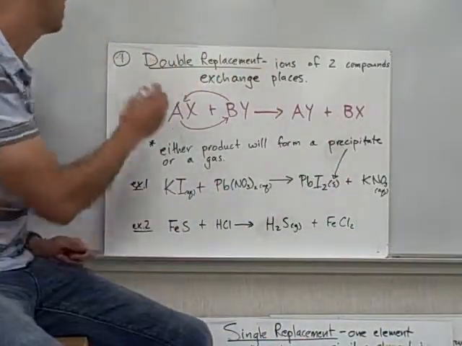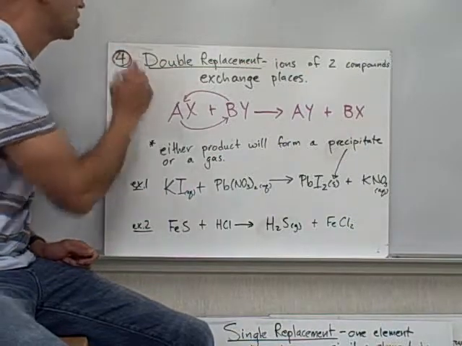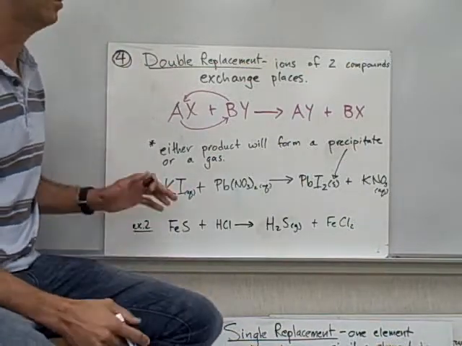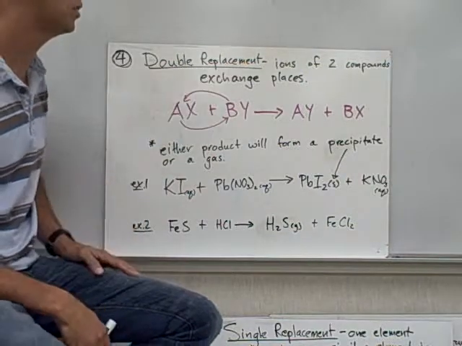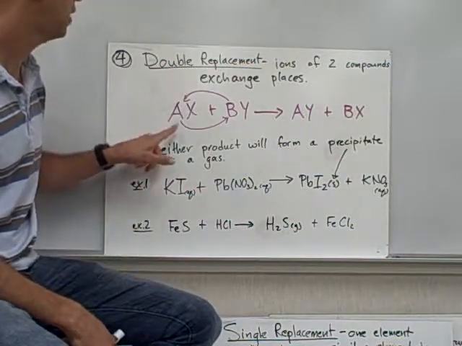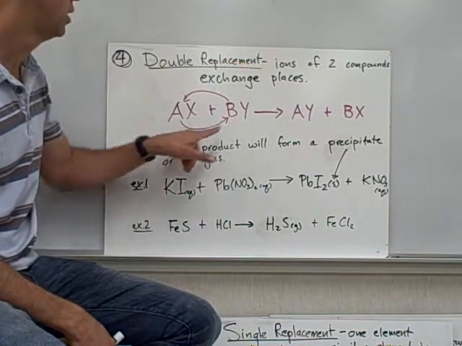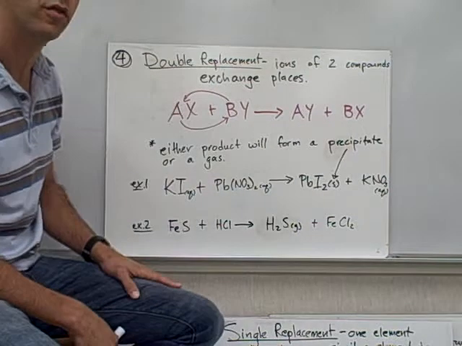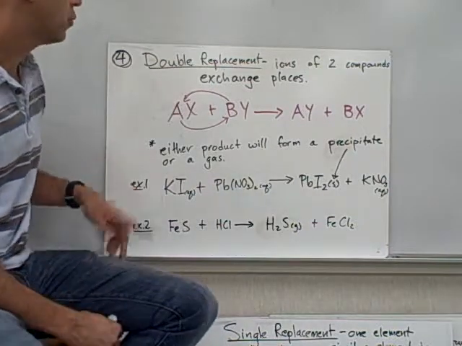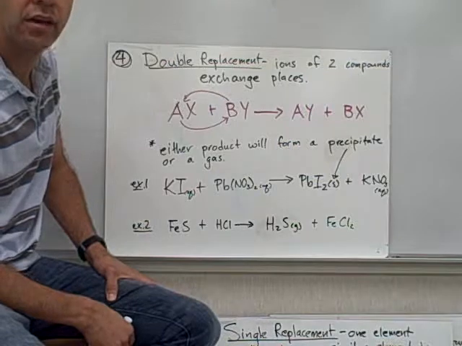The fourth type of reaction is called a double replacement reaction. This is when we swap 2 sets of partners. Okay, ions of 2 compounds exchange places. In this case, the A and the B will switch, so now the B will be with the X and the A will be with the Y, as you see over there. Okay, either product will form a precipitate or a gas.